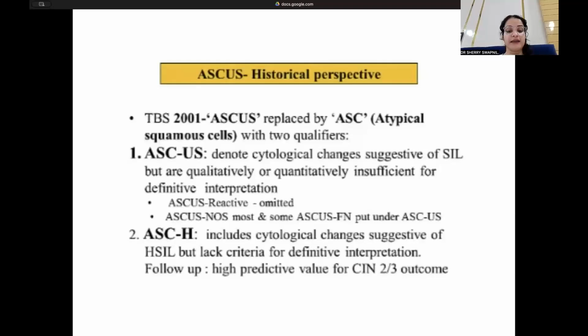Now moving towards ASC-H, it is also cytological changes suggestive of high-grade squamous intraepithelial lesion, but because they are very less in amount, they do not qualify the criteria that it is definitely HSIL. Next slide, please.